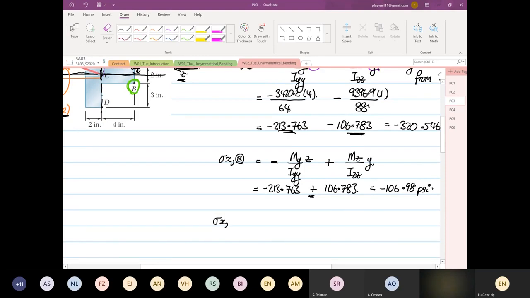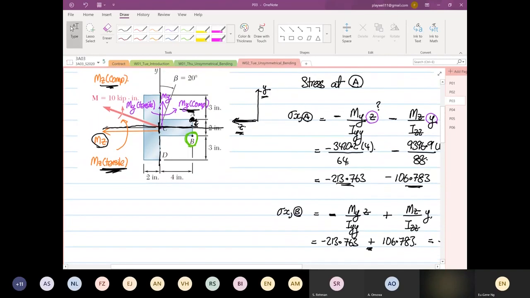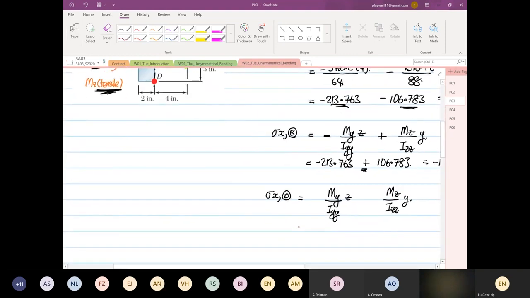And then finally, stress X. Our stresses are all in the X direction. At point D will be equal to, again, just put in the formula first, My over IYY multiplied by Z plus, we don't know yet, Mz over IZZ multiplied by Y. So if we look at moment at Y at point D, now we're going to focus on point D. So this is where our interest is. So moment at Y, point D has a centroid, so therefore this will be equal to what?